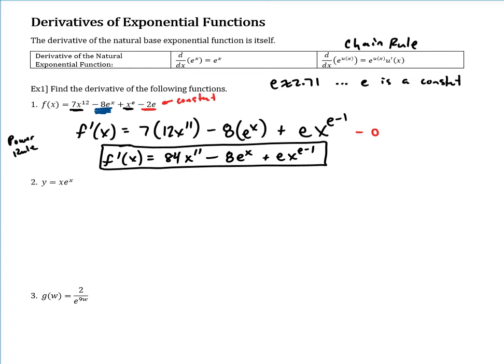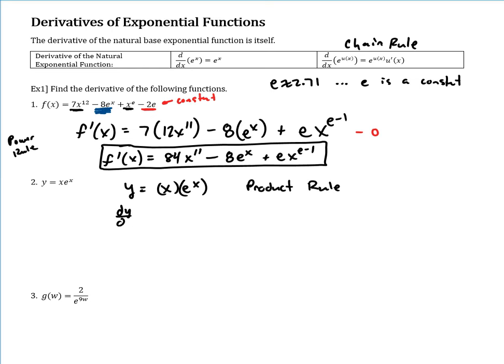Okay, in number 2, it is y equals x times e to the x. So remember, just saying it out loud can help with knowing that this is a product. So we do have a product. Let me write it over here so I can put parentheses. So this is a product that we currently have. So that means it's a product rule problem to set it up.